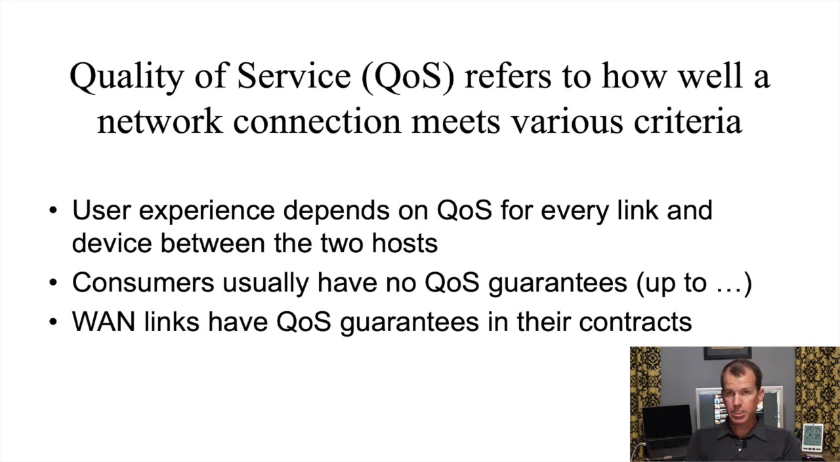When you're an organization, on the other hand, you have signed a contract, and part of that contract for a WAN link almost always includes a guarantee. So these quality of service measures we're talking about are typically guaranteed for WAN links, not for consumers though, okay?